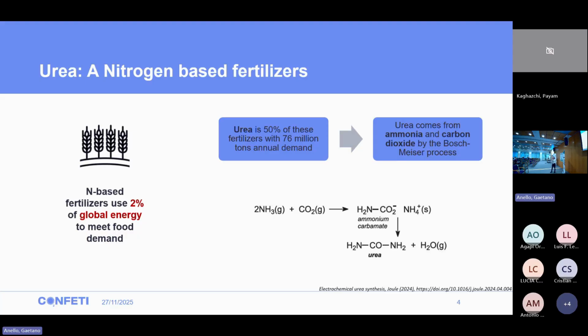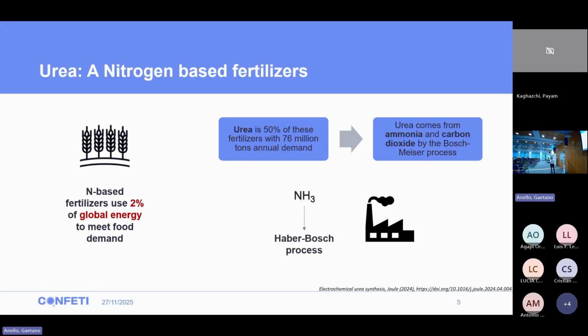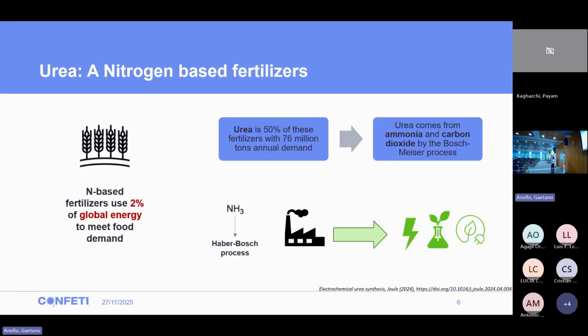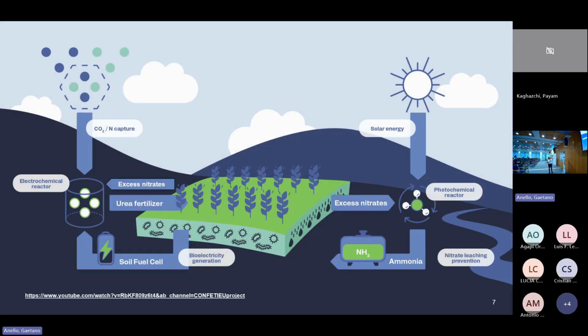Ammonia comes from the Haber-Bosch process, which is a very energy-intensive reaction that causes a lot of environmental problems. So the idea for this project was to synthesize urea in a more green way through electrochemistry. The Confetti project's idea is to have an electrochemical reactor that uses carbon dioxide captured from the air and fed into the electrolyzer, and the electrolyzer would be powered by a solid fuel cell.